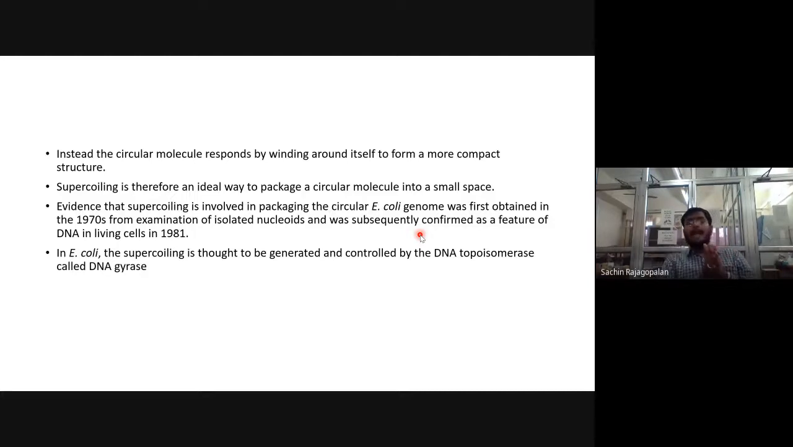So in E. coli, the supercoiling is brought about by an enzyme, and that enzyme is DNA topoisomerase, which is also called DNA gyrase. अब इस एंजाइम के बारे में हम रेप्लिकेशन के दौरान और डिटेल में पढ़ेंगे, so right now we will not get into it, because we will be speaking about this enzyme in more detail when we speak about DNA replication. But keep in mind that this supercoiling, whether it is winding or unwinding, is generated and controlled by this particular enzyme, which we call DNA topoisomerase, or DNA gyrase.